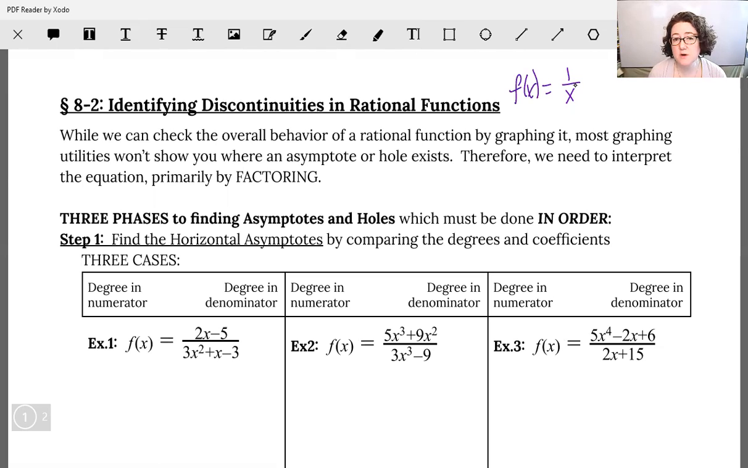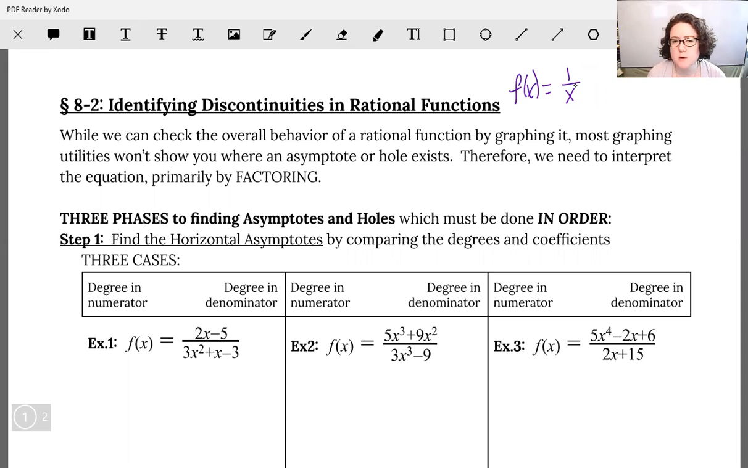So again, if you were not completely comfortable with factoring once we finish that unit, please go back and look at Unit 3, especially the 2 trinomial days in there to help review that topic. So looking at finding our discontinuities, there's actually 3 phases that we need to look at, and we want to look at these in order.